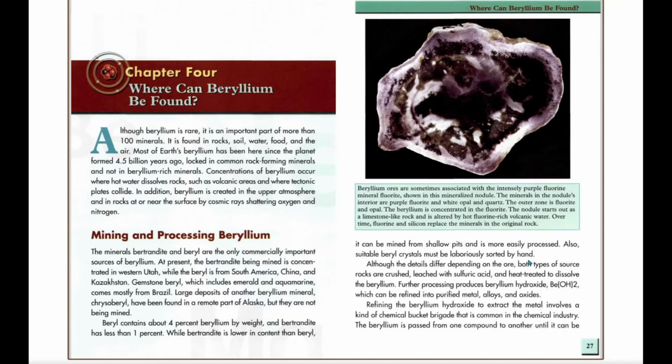Both types of source rocks are crushed, leached with sulfuric acid, and heat treated to dissolve the beryllium. Further processing produces beryllium hydroxide, Be(OH)2. It can be refined into purified metal, alloys, and oxides.